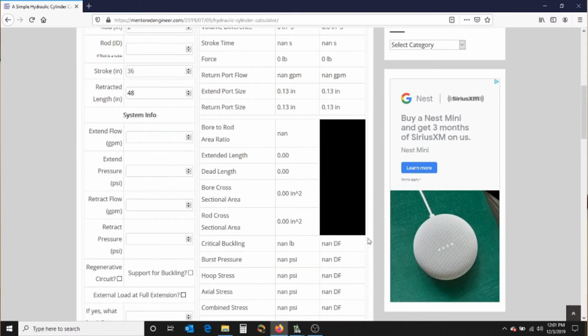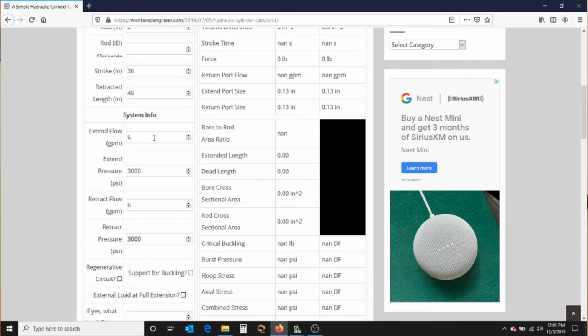Now the system info adds a little bit more dynamic to our problem here. So we're going to extend the cylinder. We want to know what our flow is, and I'm just going to say it's 6 gallons a minute and a maximum pressure of 3,000 psi. And I'm going to say that the retract flow is also 6 gallons a minute and 3,000 psi.